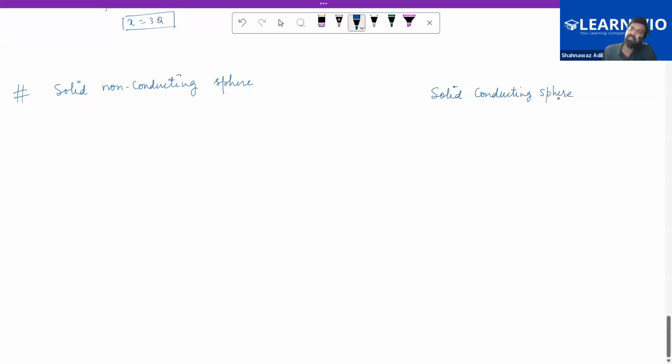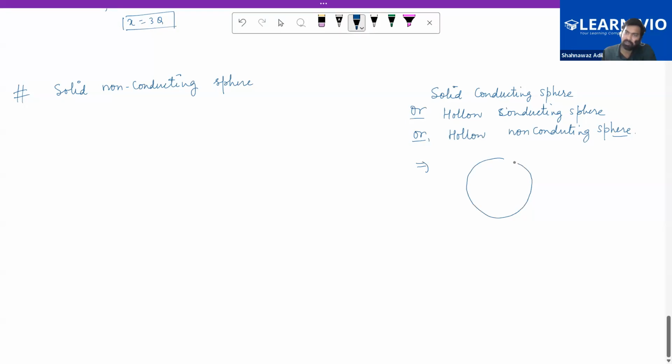So this is equivalent to what? This is equivalent to a hollow sphere, or I can write conducting sphere, or I can also write hollow non-conducting sphere. So all of these things are similar, right? All of these things are similar, and what do we have? So we have this kind of distribution, right?